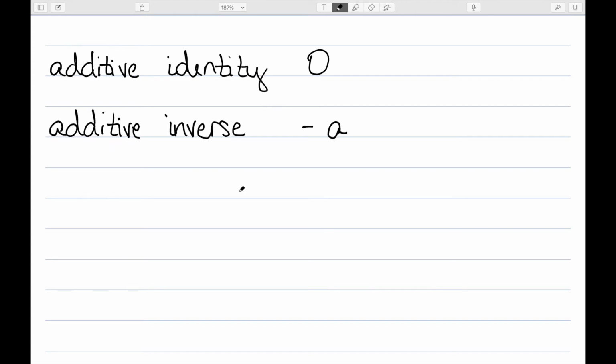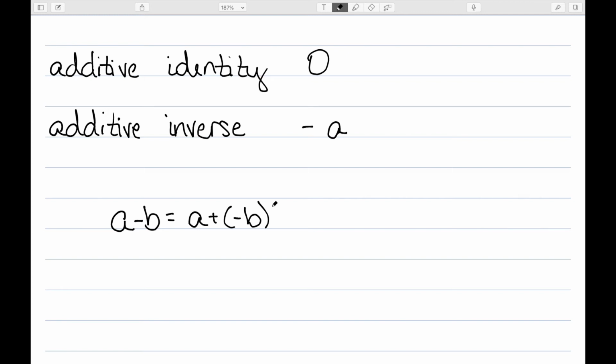A couple of things about notation. The additive identity is typically called the zero element, and it's denoted by a zero. The additive inverse of an element A is denoted by minus A. It's also known as the negative. And finally, we can define subtraction as A minus B is equal to A plus minus B. So we can talk about subtraction under these rings.